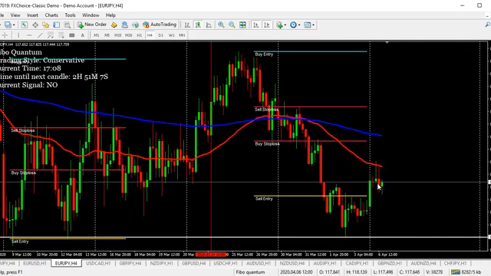So what we're looking for now is we would be looking for this to make a new low. So we're looking for this to drop down below this low here. That's why I put this trend line here. And then once it drops back down below this low, we would look for a pullback to this low, and that's where we would enter that trade short.